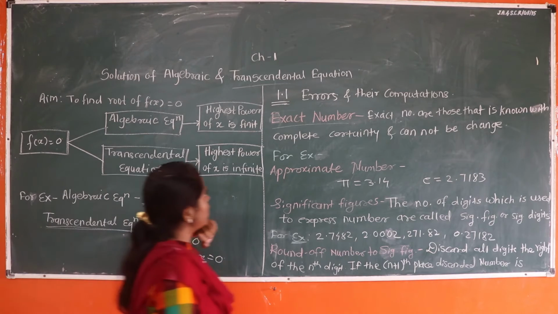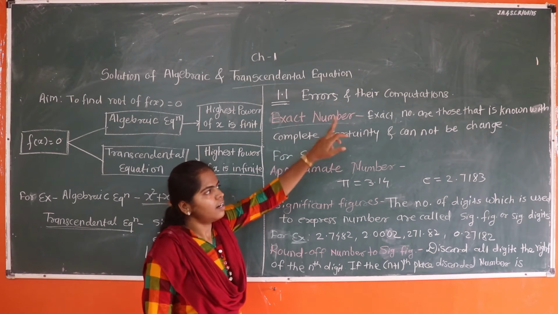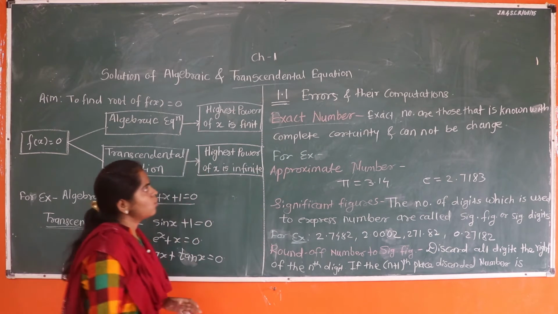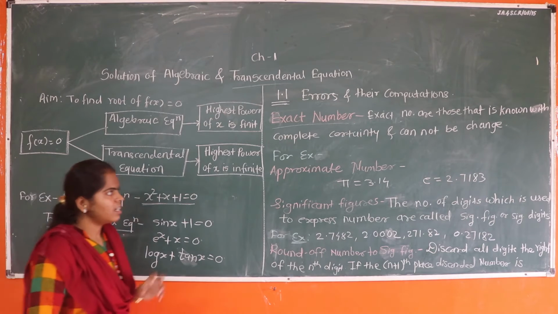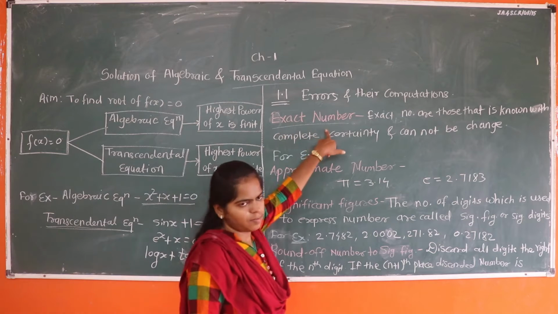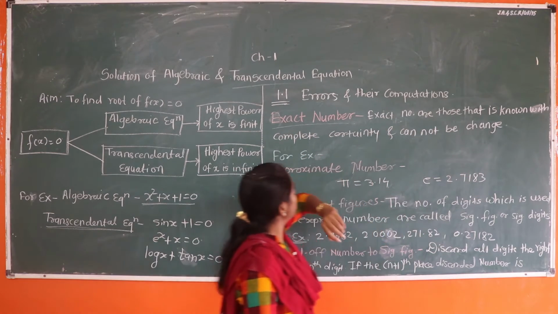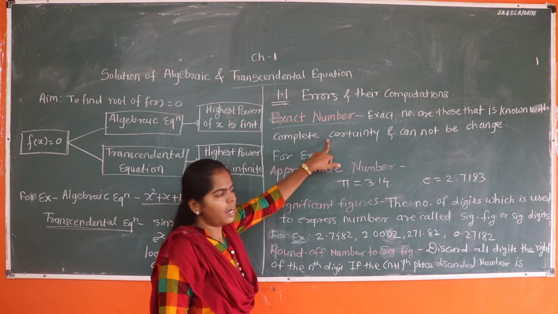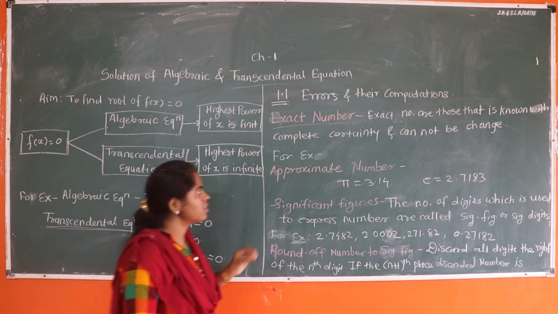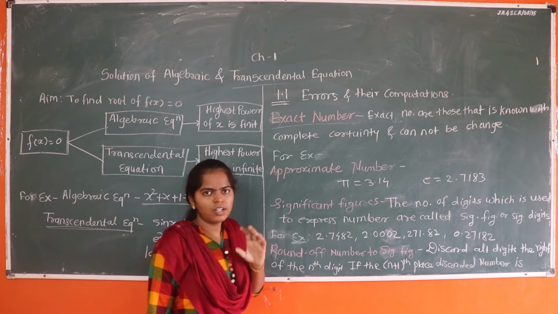So the first topic of this chapter is error and its computation. First of all, we see the basic definitions. First definition is exact number. Exact numbers are those that are known with complete certainty and cannot be changed. It means numbers which are fixed. Now this value does not change.